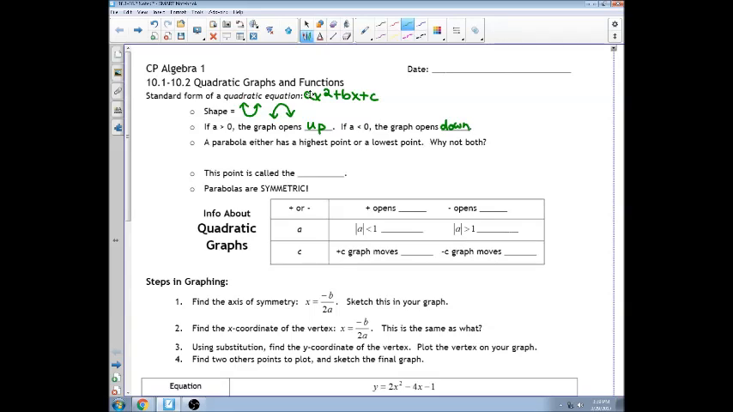A parabola either has a highest point or a lowest point. Why not both? Well, if you look at the shape of the U, if it opens up, there's only a point at the bottom, right? It's not a big circle. It's not an oval. So it's only going to have a highest point or a lowest point.